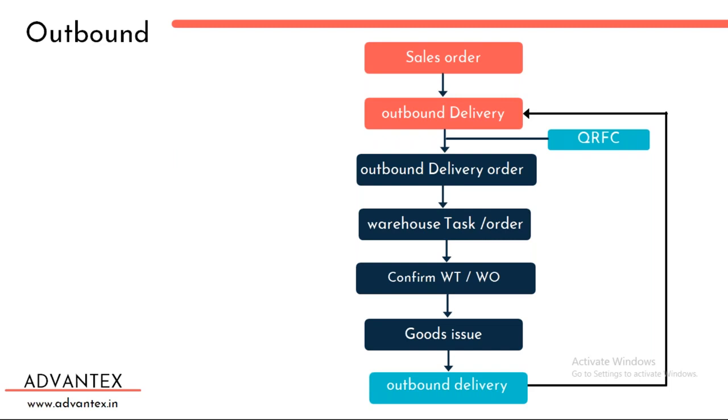Then that warehouse task and warehouse order, I'll hand over to an operator. The operator will go pick materials and then move them to one location where we actually need to start our loading activities. And once stock is available at that location where loading activities will take place, then we confirm the activity. That is nothing but confirmation of the warehouse task and warehouse order. Once we complete the loading and all, then we perform the goods issue, which is nothing but shipping out the stock. So this is the outbound flow.